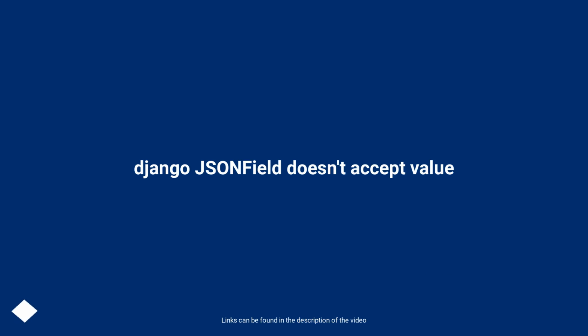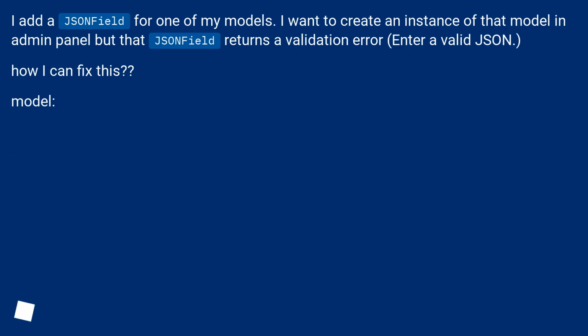Django JSONField doesn't accept value. I add a JSONField for one of my models. I want to create an instance of that model in admin panel, but that JSONField returns a validation error. "Enter a valid JSON." How can I fix this? Model.